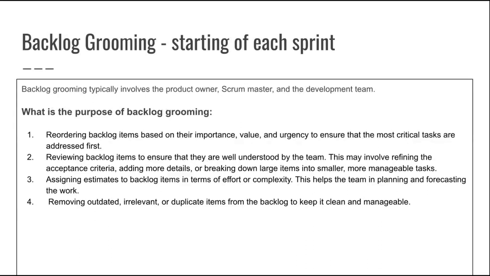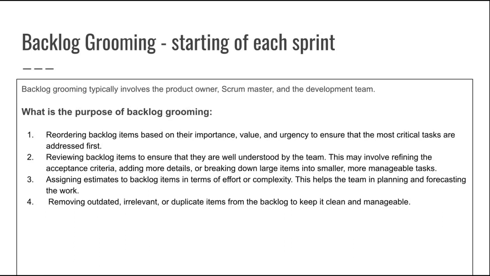Backlog grooming typically involves the product owner, Scrum Master, and the development team. What's the purpose of backlog grooming? First, reordering backlog items based on their importance, value, and urgency to ensure that the most critical tasks are addressed first. Second, reviewing the backlog items to ensure that they are well understood by the team. This may involve refining the acceptance criteria, adding more details, or breaking down large items into smaller, more manageable tasks.